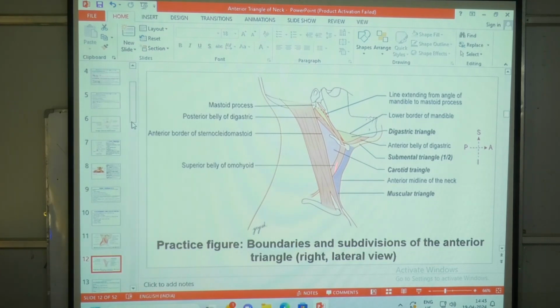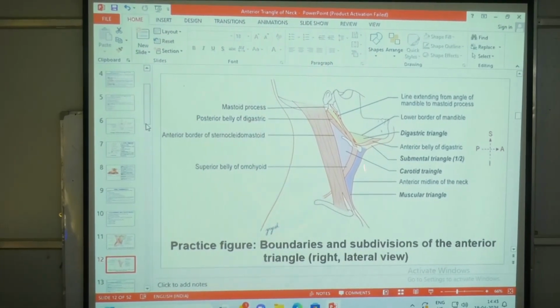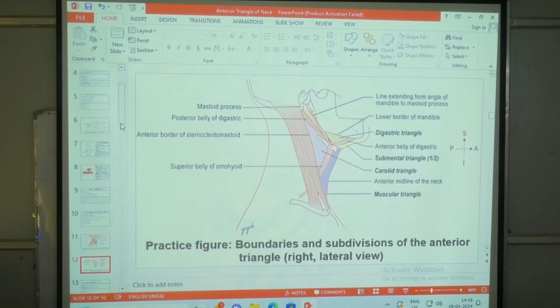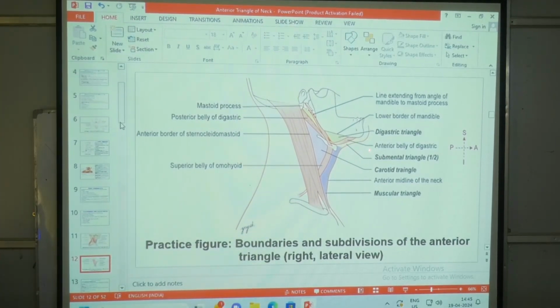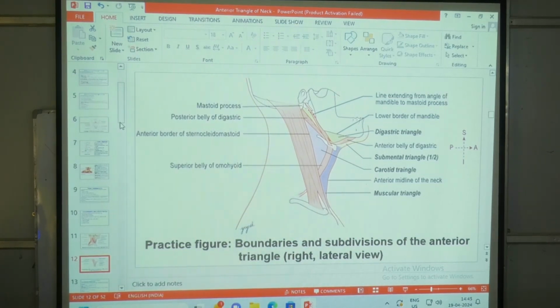Now we go to the muscular triangle. Muscular triangle is bounded medially by the anterior midline of the neck, posterior superiorly by superior belly of omohyoid, posterior inferiorly by the anterior border of the sternocleidomastoid. Here infrahyoid group of muscles we will see, superficial group two muscles, medially sternohyoid, laterally superior belly of omohyoid, and in the deeper plane two muscles, sternothyroid and thyrohyoid. Okay, understood. Next we go to carotid triangle.